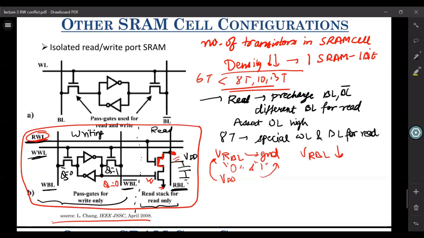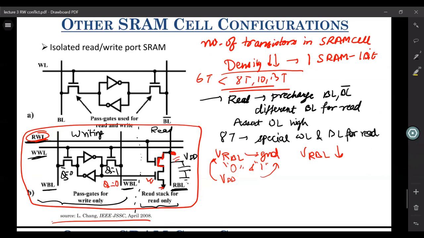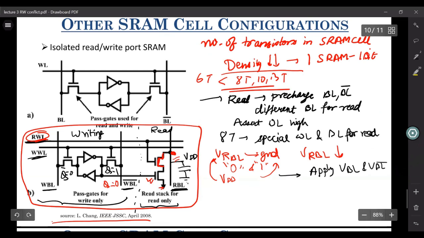What about the write operation? The write operation remains similar to the 6T SRAM cell. As far as any SRAM cell is concerned, whether it be 8T, 6T, or 13T, basic operations remain the same. And what is there in the write operation? You first apply WBL and WBL bar of appropriate polarity.